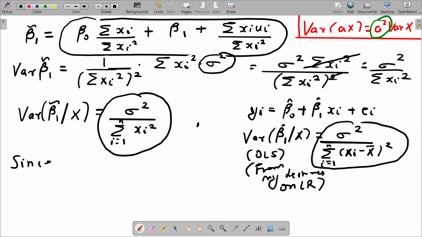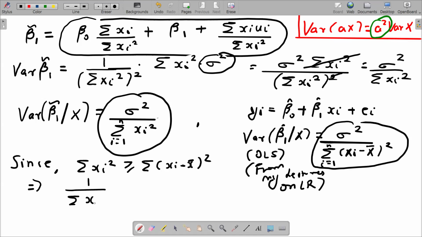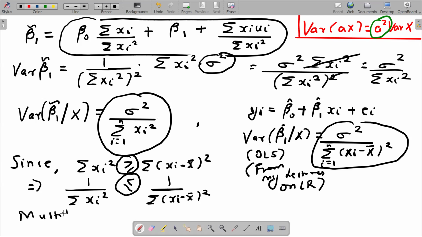And since we are given in the question that summation xi square is greater than or equal to summation xi minus x bar square, this implies 1 over summation xi square, if I take the reciprocal, the sign of the inequality will change. So 1 over summation xi square will be less than or equal to 1 over summation xi minus x bar square. If I take the reciprocal, the sign of inequality changes. Instead of being greater than or equal to, it now becomes less than or equal to. And now I multiply sigma square on both sides.